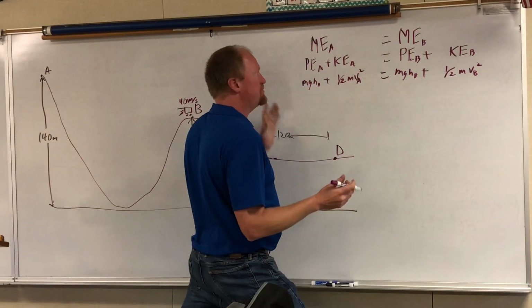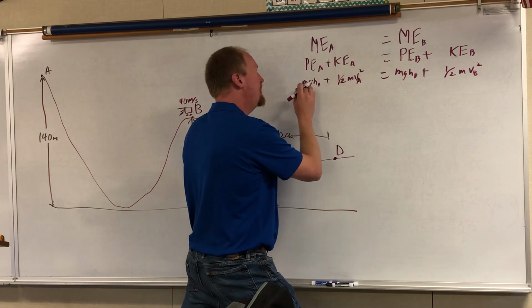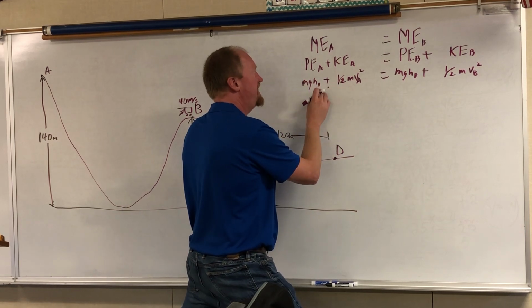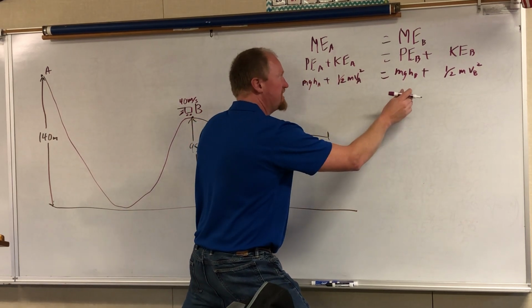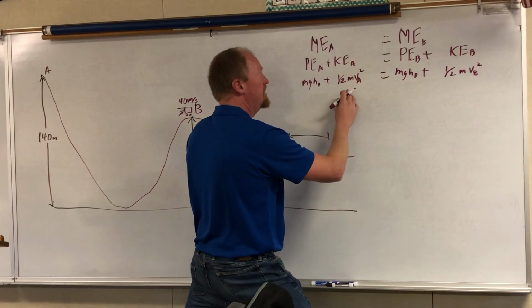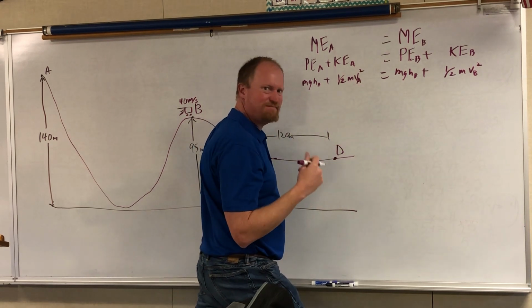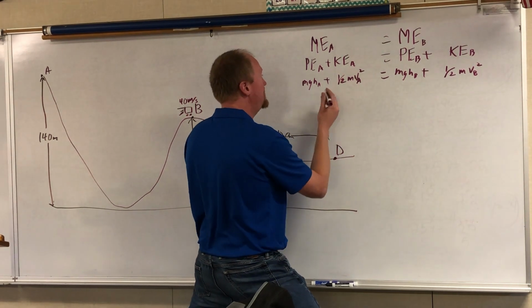That's one big problem, because we're going to try to find the velocity at A, and we know g, we know the height at A, we know everything except we have two unknowns. The mass is unknown, and the velocity we're trying to find is also unknown. That's two unknowns. We can't do that, but there is something we can do.